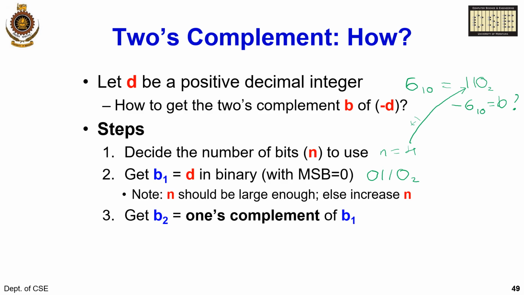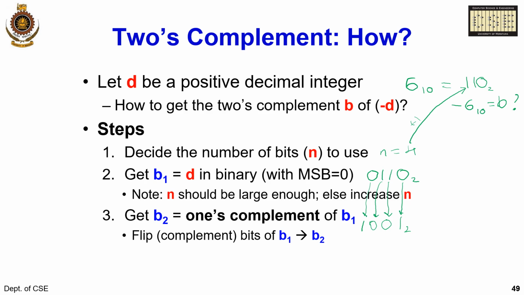Get b2, which is the ones complement of b1. Ones complement is simply flipping the bits. Whatever that's 0, make them into 1. Whatever that's 1, write them as 0. That's basically ones complement, right? So ones complement of 0, 1, 1, 0 in binary is 1, 0, 0, 1 in binary. That's the ones complement, which is now b2. Right, flip the bits of b1, then we get b2. That's easy.